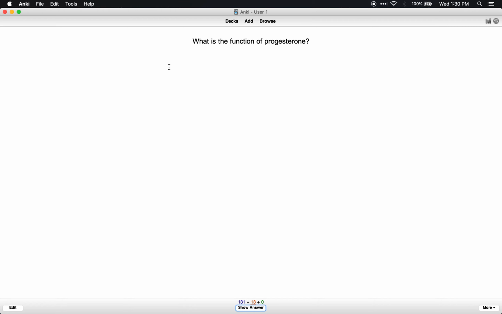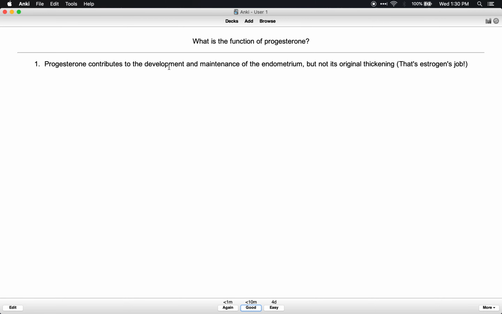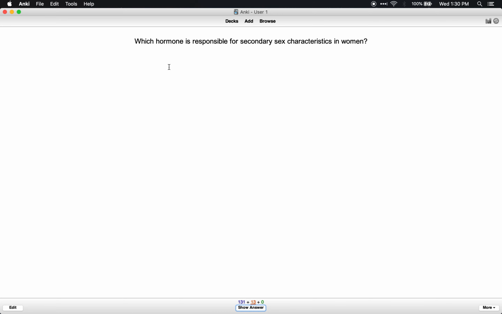Function of progesterone. Progesterone, again, maintains the uterine lining, which is the endometrium.